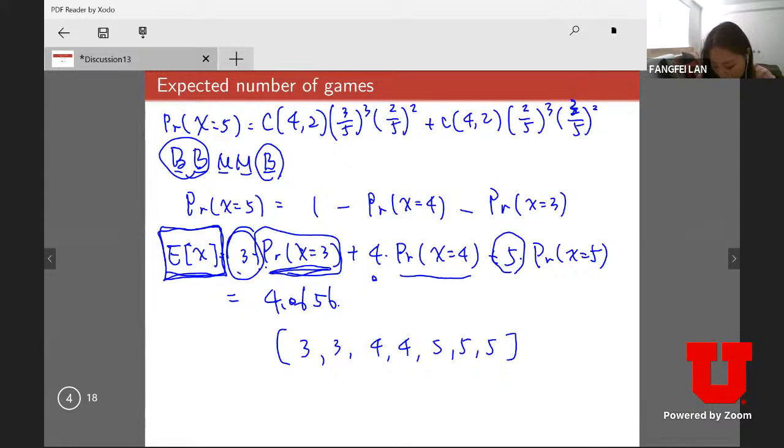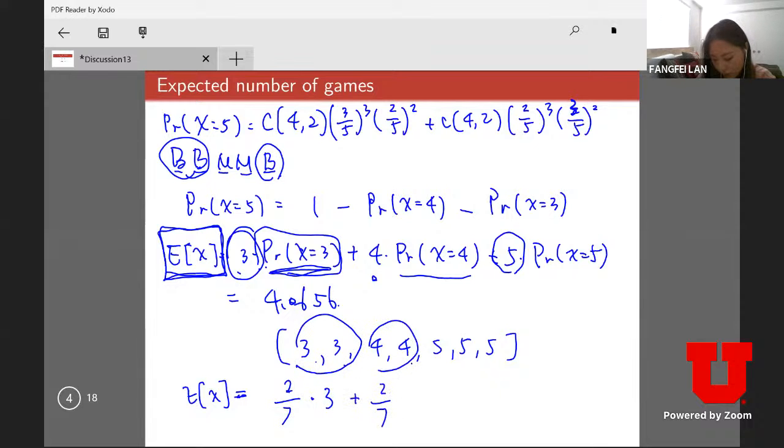You want to compute the average, so let's also call this E of X, the average. So 2 out of the 7 is 3. 2 of the 7 is 4. 3 of the 7 is 5. Do you see that this is the same as what you just said? 3 plus 3 plus 4 plus 4 plus 5 plus 5 plus 5 over 7.